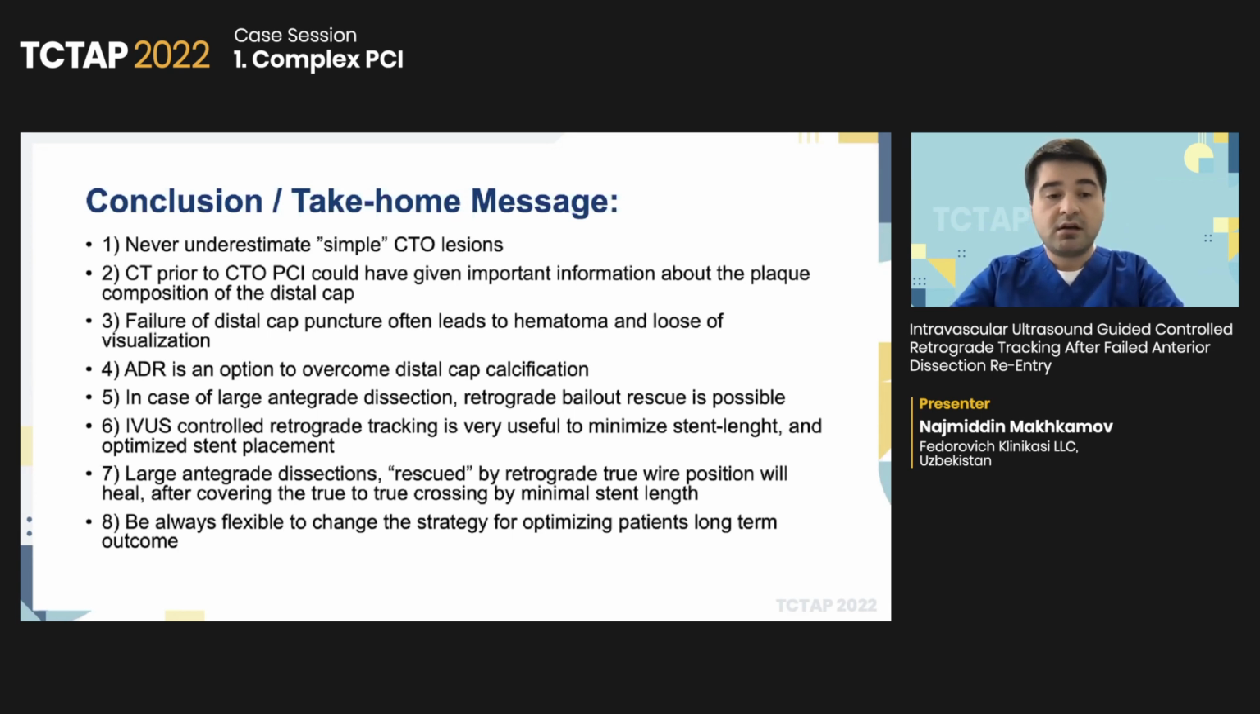The next one is the IVUS controlled retrograde tracking is very useful to minimize stent lengths and optimize the stent placement. The large antegrade dissection rescued by retrograde true wire position will heal after covering the true to true crossing by minimal stent lengths. And the last take home message is be always flexible to change the strategy for optimizing patients' long-term outcome. Thank you very much.